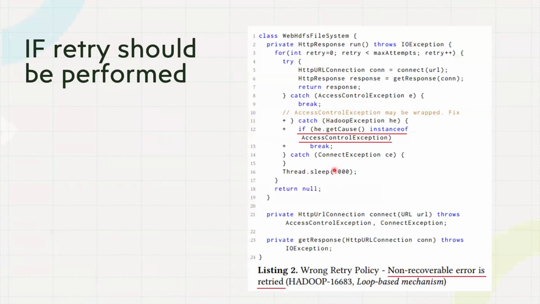In this case, a non-recoverable error was retried in the Hadoop system, because the exception causing the access control failure was hidden inside the Hadoop exception, and it could not be identified right away. So they saw it during the issue report. It's another case of how if retry could happen.